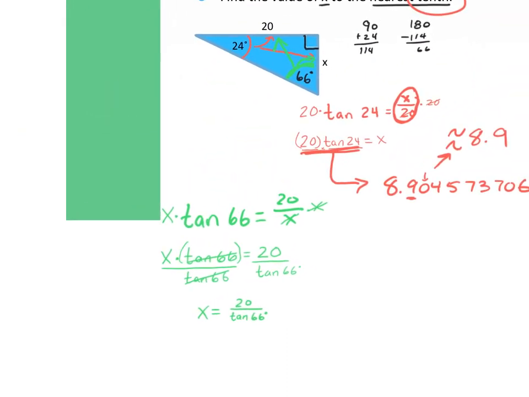Well, when we used a different angle, then our tangent became different and the whole process became different, but we still end up with the same answer. It's still 8.904573706, which still rounds to 8.9. No matter which angle we use, we still ended up there.